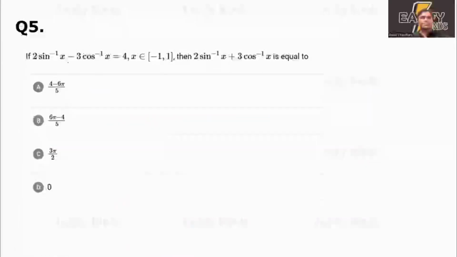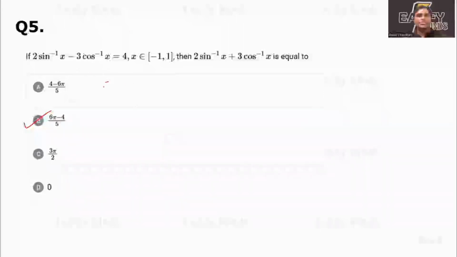Come to the fifth. 2 sin inverse x minus 3 cos inverse x equals 4. x is in the range minus 1 to 1. So what is the value of 2 sin inverse x plus 3 cos inverse x? Four options are given to you. Try to find. Option B.